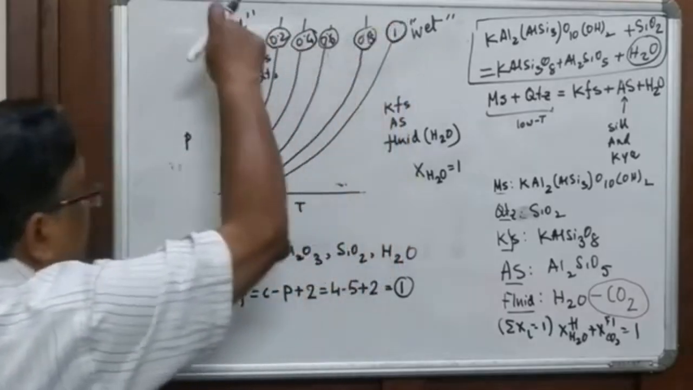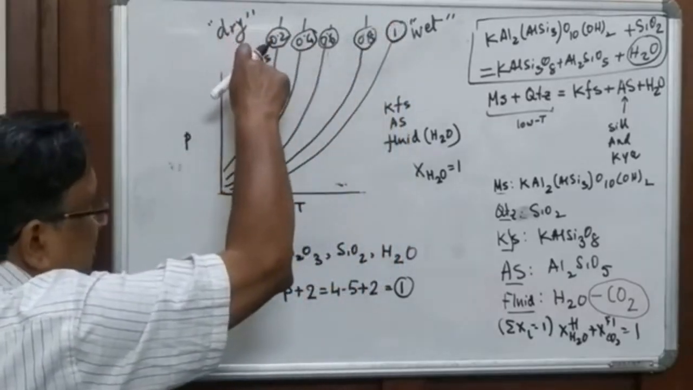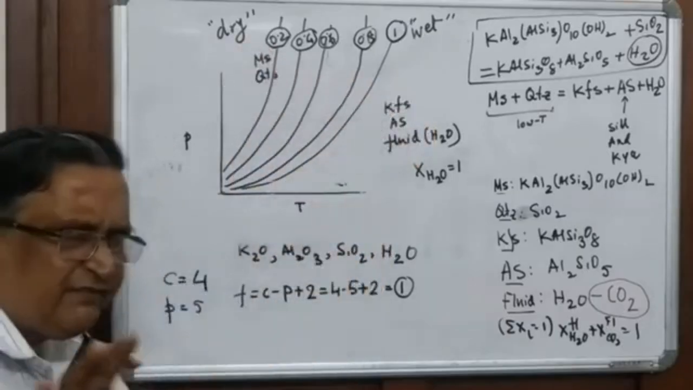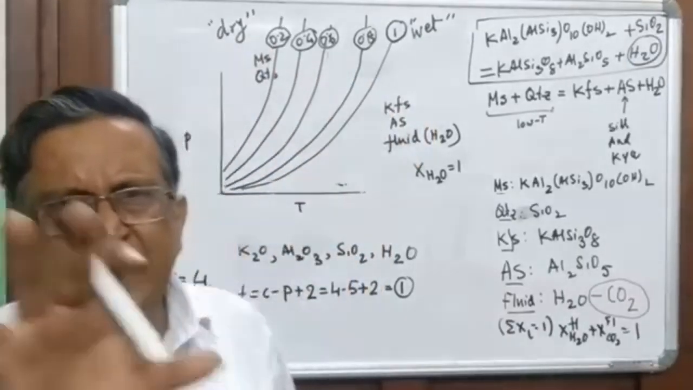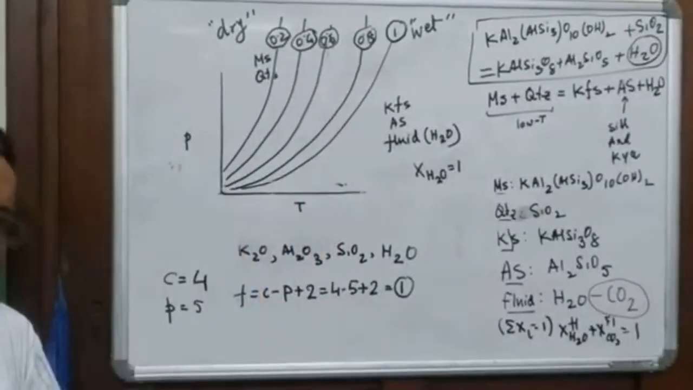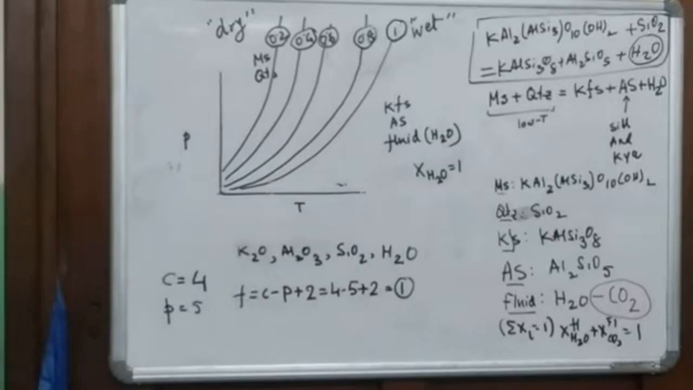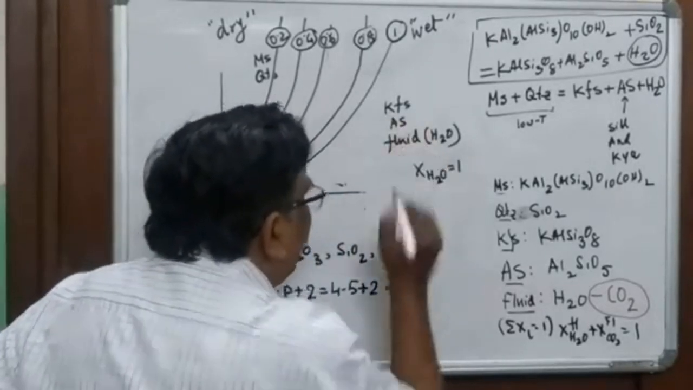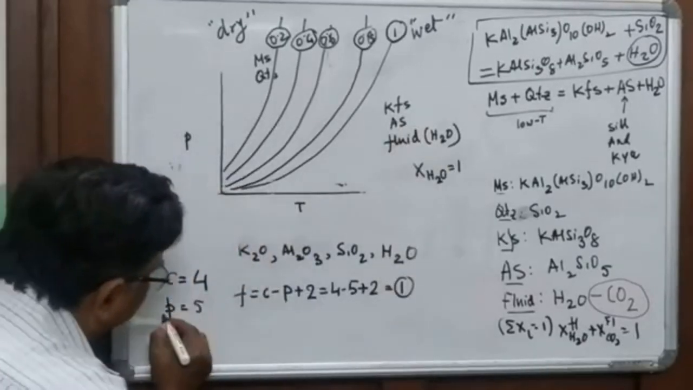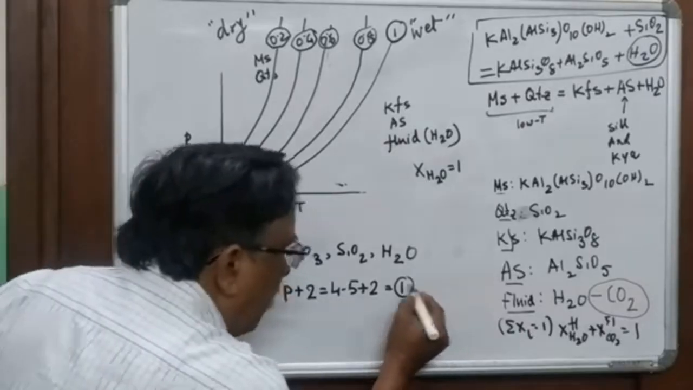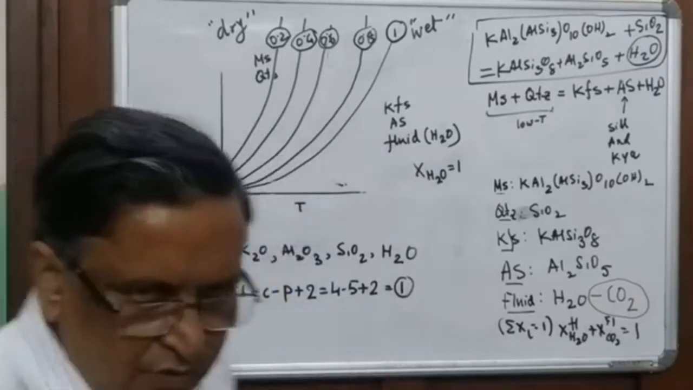So muscovite, quartz, K-feldspar, aluminosilicate. We don't distinguish kyanite, sillimanite and andalusite. We assume it's a phase. Aluminosilicate is a phase, whatever that phase is. We'll talk about that later. So K-feldspar, aluminosilicate, fluid, all are phases. So you have 5 phases, 4 component system. So you have 1 variance.